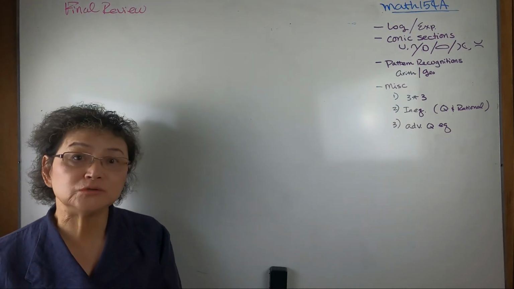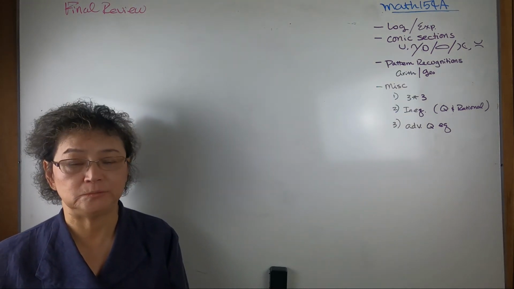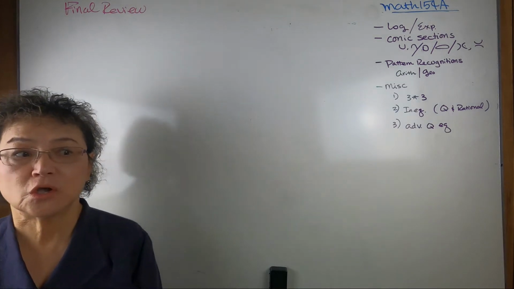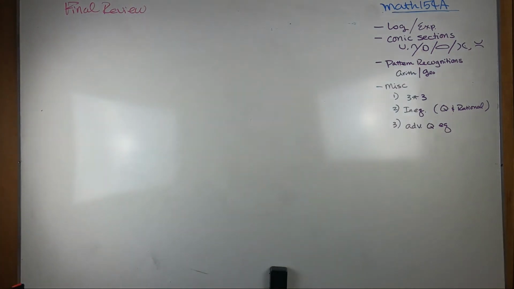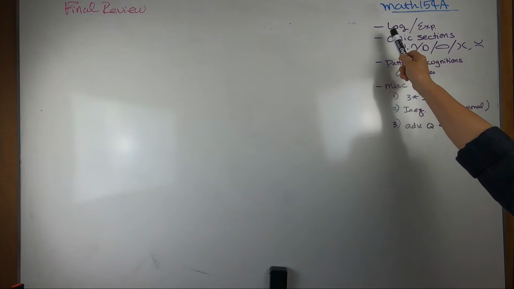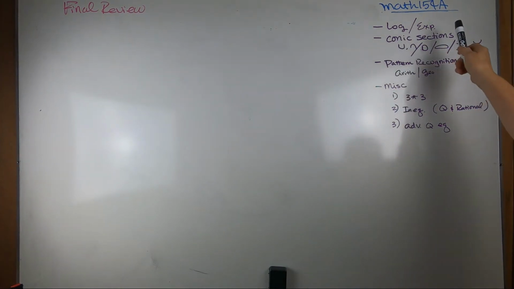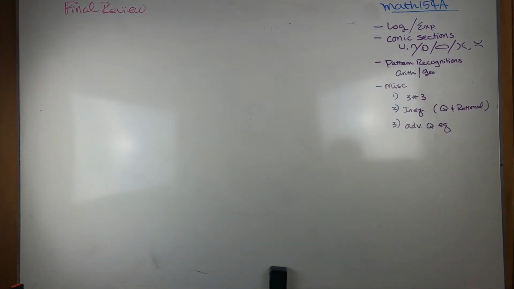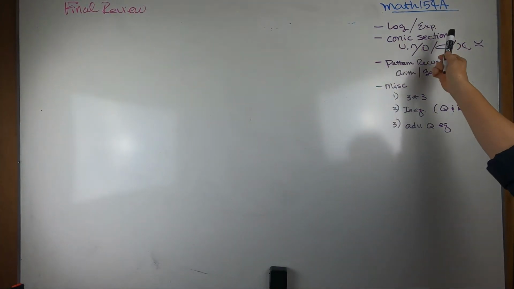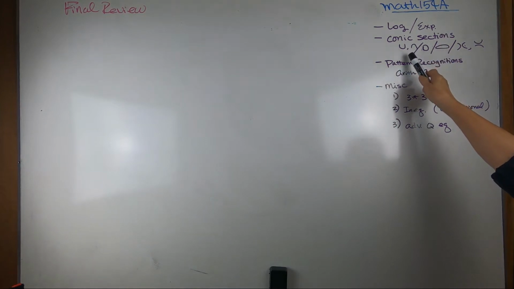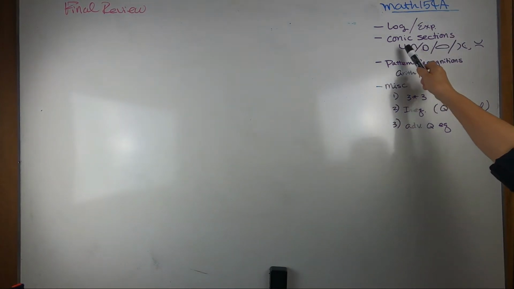Okay, let's do the review for your final, right? So far, we have been learning what? That will be on your final. We will cover everything, right? So we say 3 things you learn in this class. One is log and exponents. Log functions and exponential functions. They are inverse to each other, right? Another thing is what? Conic sections.